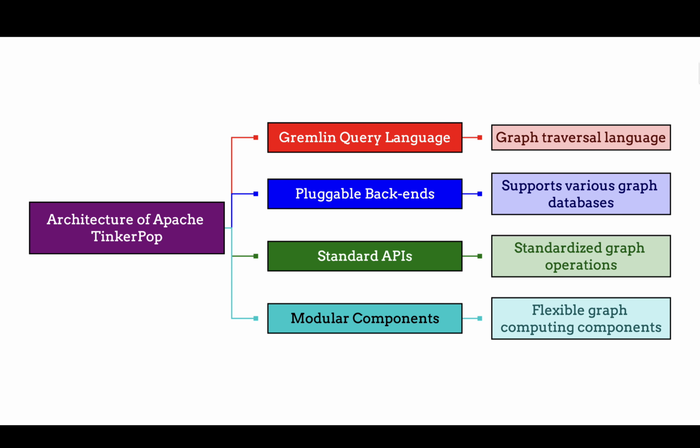Architecture of Apache Tinkerpop. 1. Gremlin Query Language, features Gremlin, a powerful graph traversal language. 2. Pluggable backends, supports various graph database backends. 3. Standard APIs, offers standardized APIs for graph operations. 4. Modular components, comprises modular components for flexible graph computing.